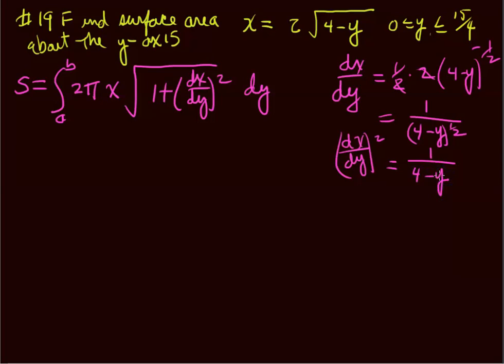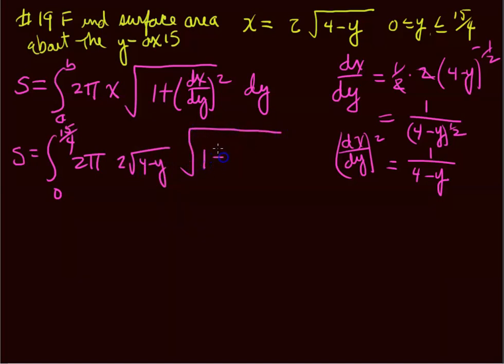So this is from 0 to 15/4, 2 pi, we don't want x, we need this 2 square root of 4 minus y times the square root of 1 plus 1 over 4 minus y, because that's the dx dy squared, dy. Whew.